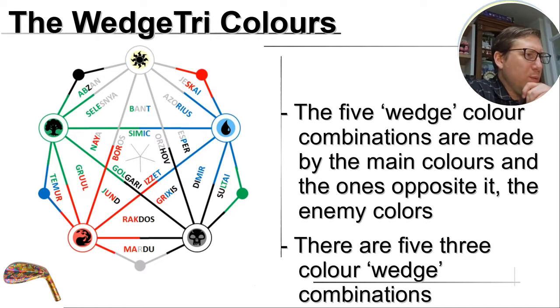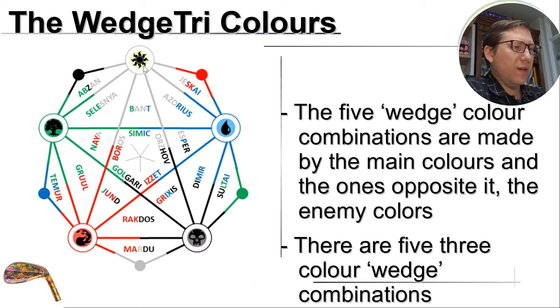So the 5 main wedge color combinations are made from the main color and the ones opposite it. So last time the shards were the ones beside it. So if you were talking white, it would be green, blue, white, or Bant. And with white in this, we are talking white, red, black. Again, Mardu. White, red, black is Mardu.